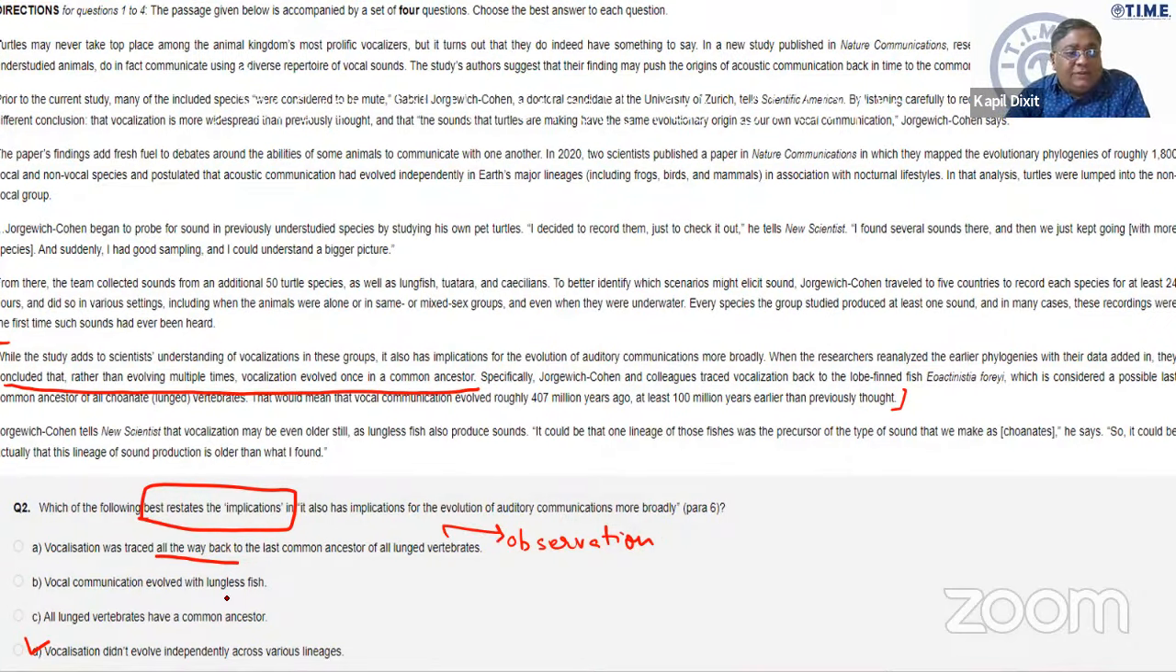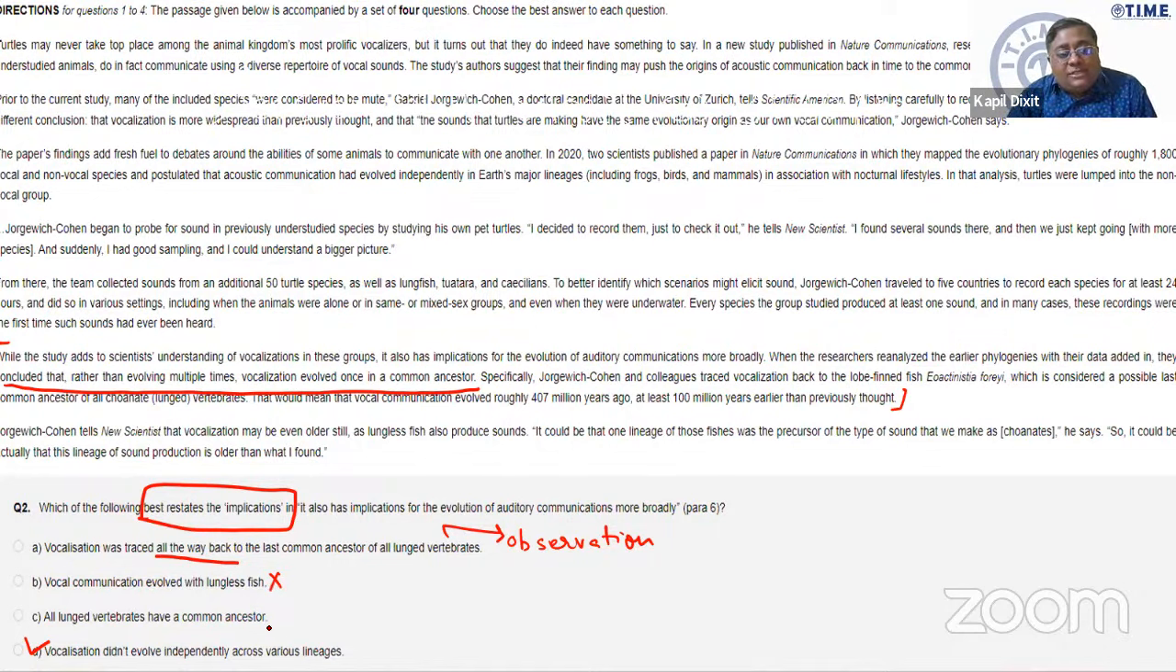Vocal communication evolved with lungless fish. Okay, interesting. Lot of people are saying why not C sir. हाँ, मैं आ रहा हूं इस पे. Vocal communication evolved with lungless fish. This argument is introduced in the next paragraph. Again, not the implication mentioned in the previous paragraph. Hence, this is not an implication of the previous para.